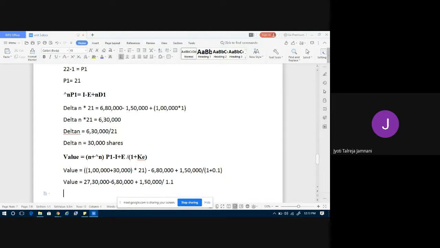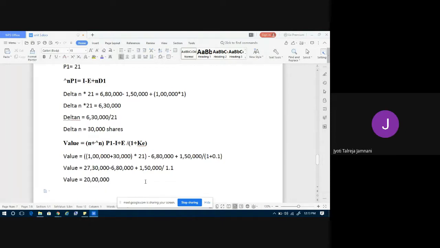So 27 lakh 30 minus 6 lakh 80 plus 1 lakh 50. Value is equal to, anybody give me the final answer? 20 lakhs. So this is the value of the firm if we pay dividend. Now we have to see the value of the firm when dividend is not paid. This was for paid.